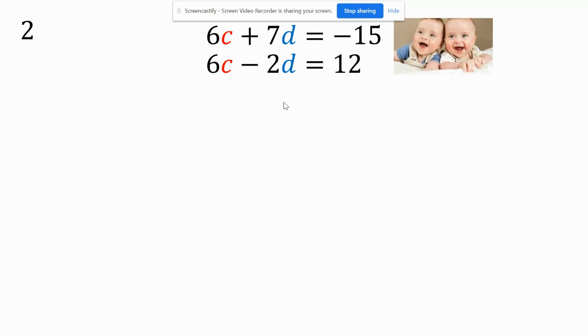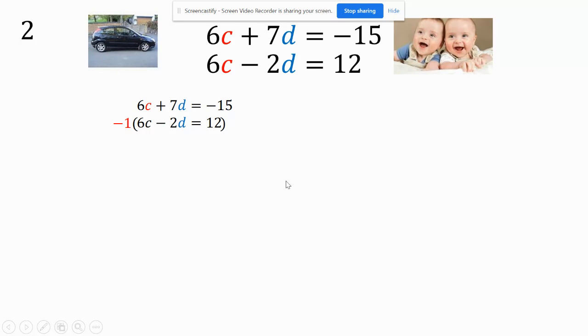Okay, using elimination when two terms are exactly the same. Technically, they say use the subtraction method, but I don't like the subtraction method because if I draw a line here and make subtract, I have to subtract this one, which is easy, but people mess up because it's 7 minus negative 2d and negative 15 minus 12.